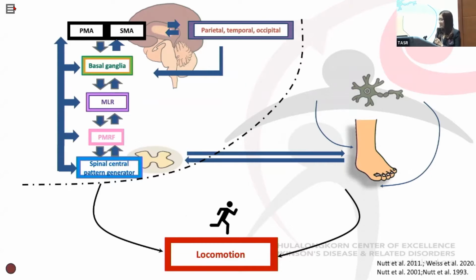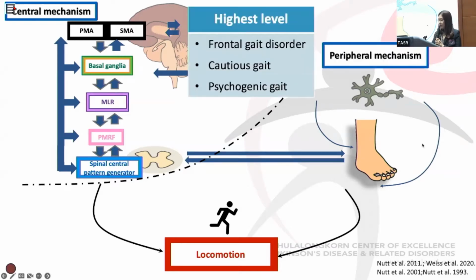As I said, gait is controlled by a chain of command from the central and peripheral nervous system. First, when we want to walk, we'll have to know where to go, and then we initiate the walk from the frontal cortex, which then sends the signal to the mesencephalic locomotor region in the midbrain, and then to the pons, then goes to the spinal cord. After that, the signal descends to the peripheral nervous system and activates the gait or locomotion.